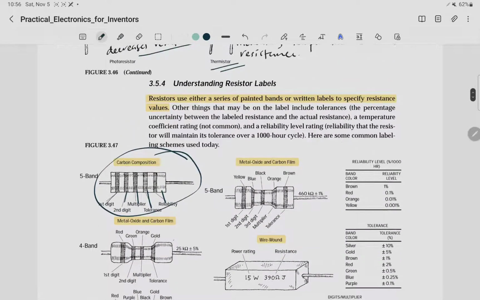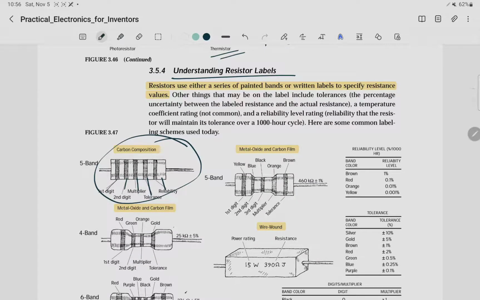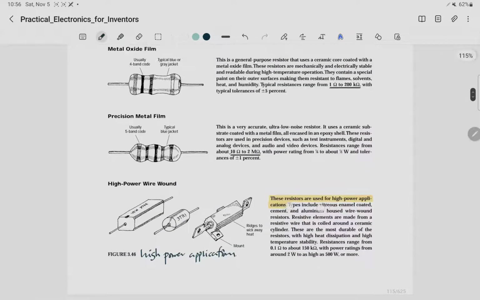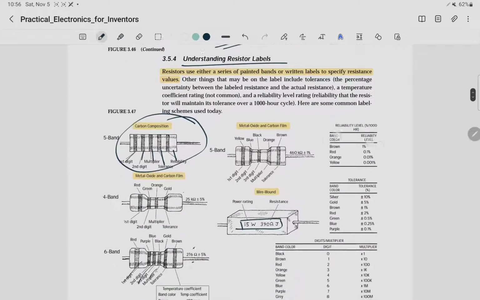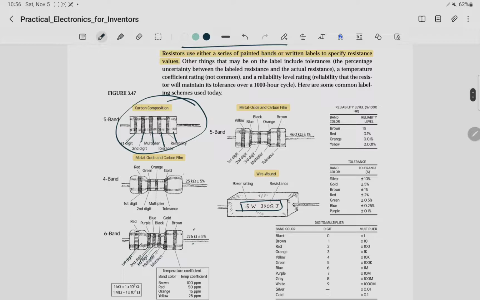So how do you take readings of, or how do you understand, resistor labels? How are you going to take the readings of this? So resistors use either a series of painted bands, that is called color coding, or written labels, as you can see here. For these high power wire wound resistors, you find that they already have their labels. But in most cases, the carbon composition and these metal oxide and carbon film resistors are small, in that they can't really write the particular resistor value on that resistor, so they just use color codes.